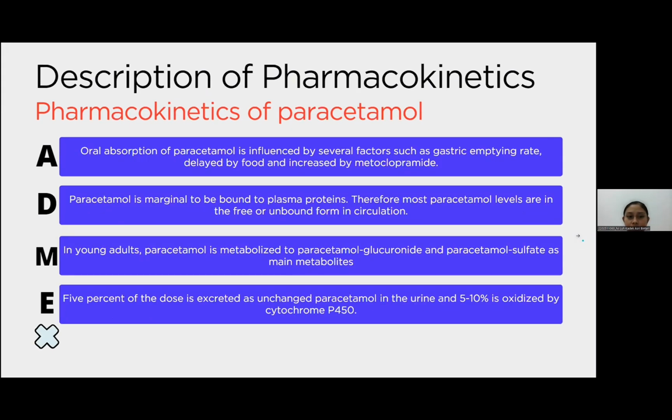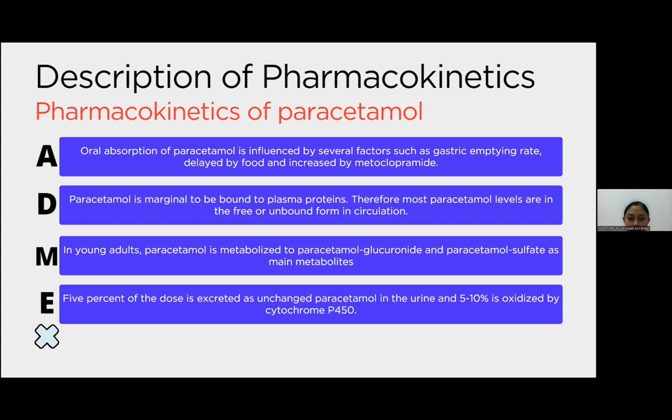The next one is pharmacokinetics of paracetamol. Oral absorption of paracetamol is influenced by several factors such as gastric emptying rate, delayed by food, and increased by metoclopramide. Paracetamol is marginally bound to plasma proteins. Therefore, most of the paracetamol is in the free or unbound form in circulation.